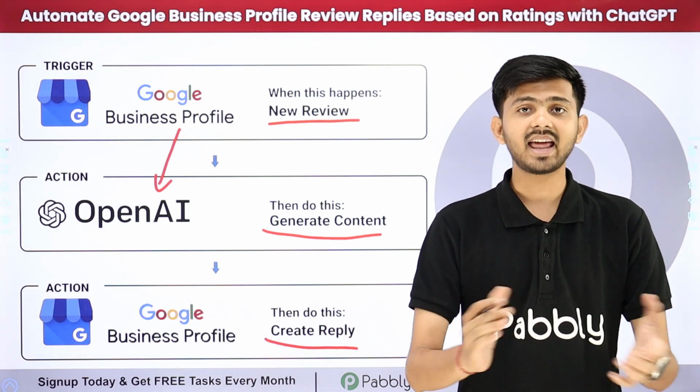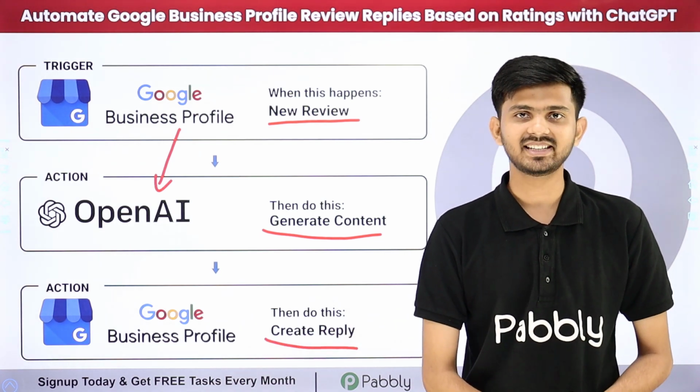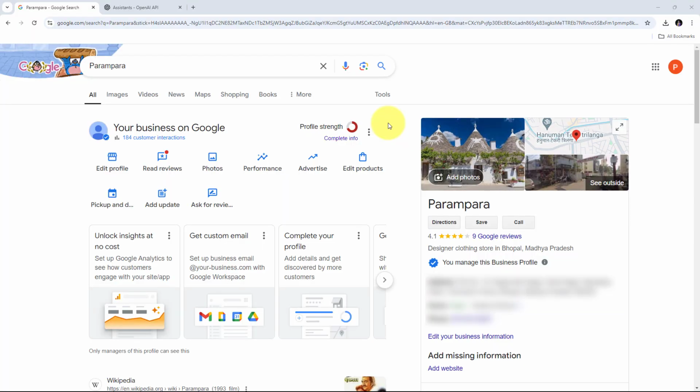So how am I going to build this connection? For that, let me take you to my computer screen. I hope you can all see my computer screen, and today we are going to see how we can automate Google Business Profile review replies based on ratings with ChatGPT.